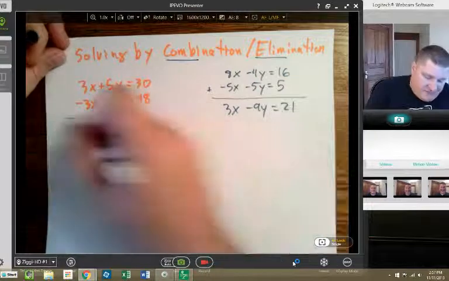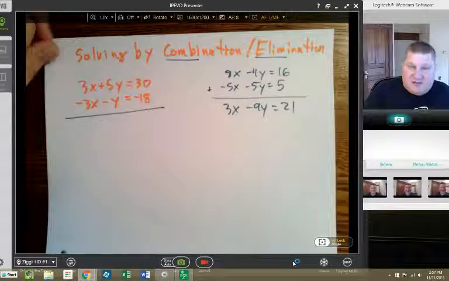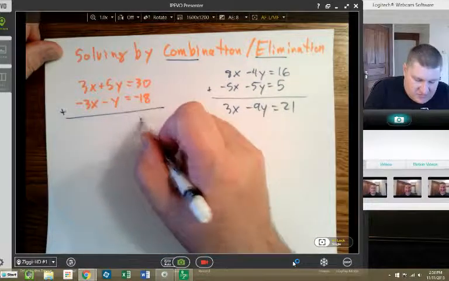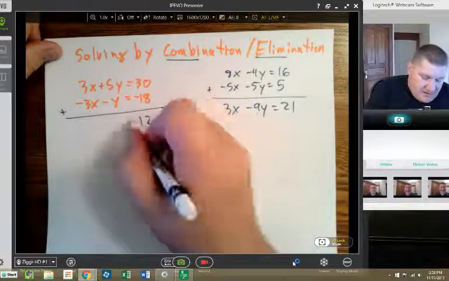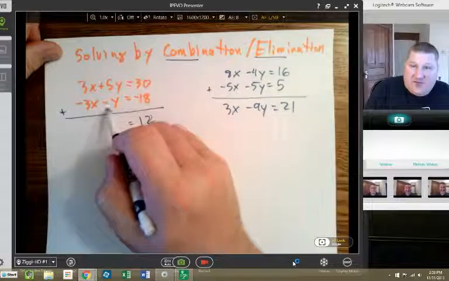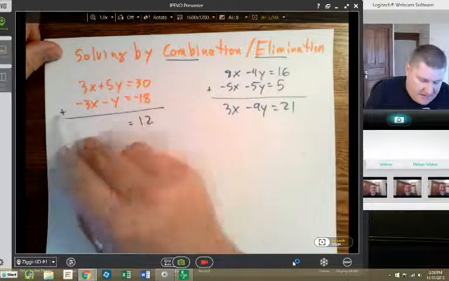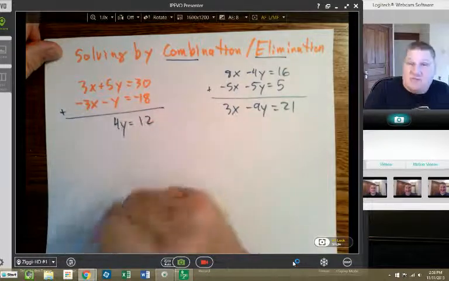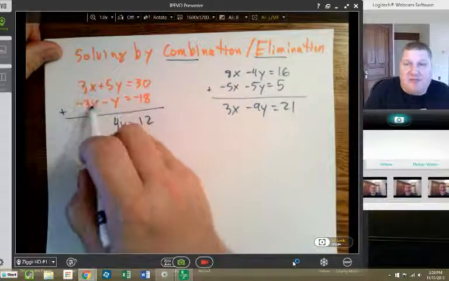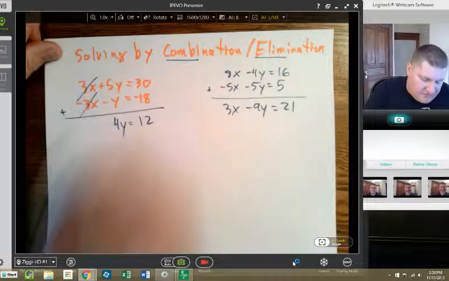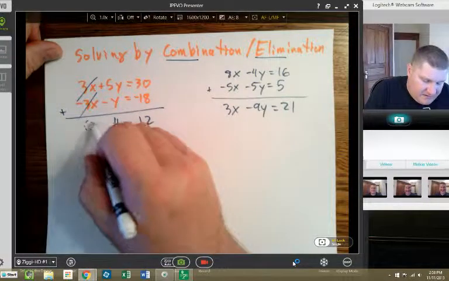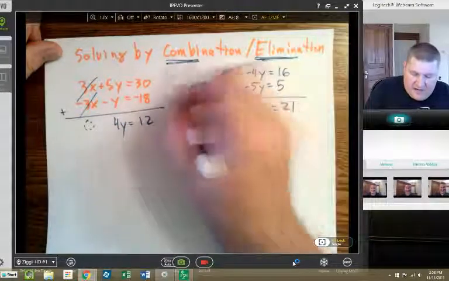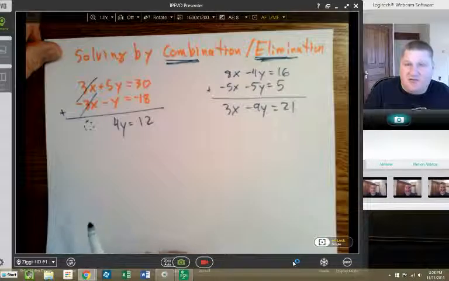But if I were to go over to this problem over here and do the same trick, I'm going to add them up. Well, 30 plus negative 18, that's going to be 12, equals now 5y, and we say minus a y because we're adding, so 5y plus negative y is 4y. But look what happens over here with the 3x and the negative 3x. The 3x and the negative 3x cancel out, and so they are eliminated. By combining them, we eliminated one of the variables.